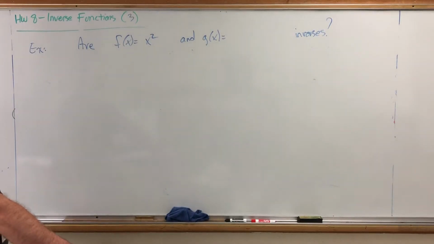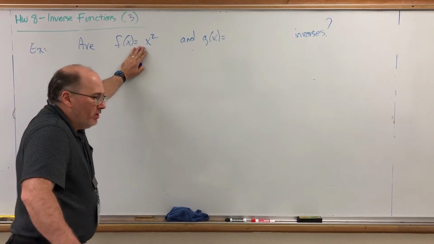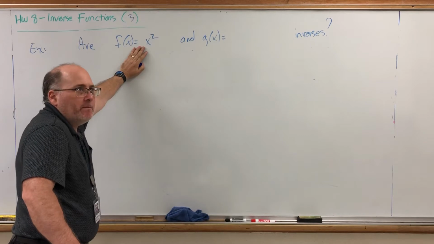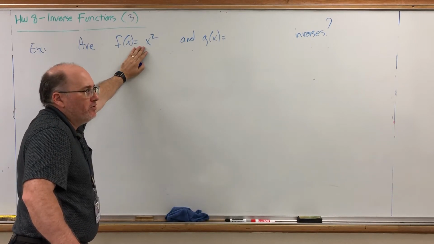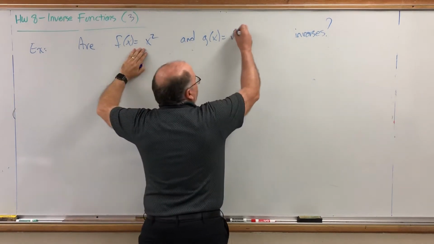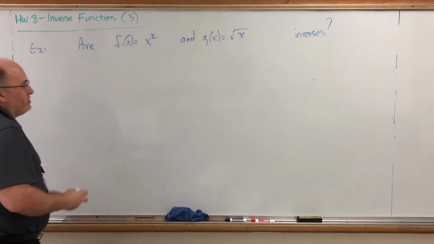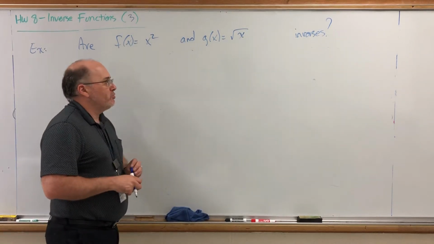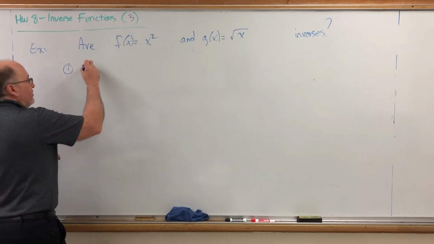Are these functions inverses? The first function is x squared. What would you think its inverse would be? What function do you think would unsquare something? Wait, we've unsquared things before by square rooting them. So we're going to answer the question, are f of x equals x squared and g of x equals the square root of x inverses, by going through the same motions.